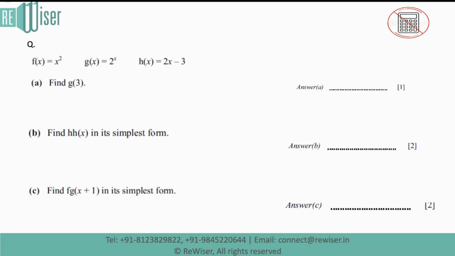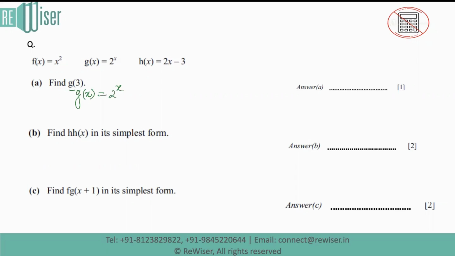Now we'll go ahead and start from the first part of this question, that is find g of 3. Now we need to see that we have to find g of 3. It's associated with the function g. So I'm going to go ahead and first see what is the g of x function given. g of x is given as 2 to the power x.